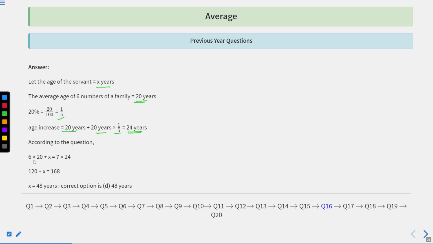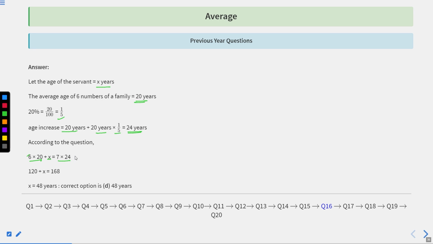So according to the question, 6 into 20. The same formula again we are using here, that is sum equals average into number of observations. So 6 is the number of family members before the servant was included, and 20 is the average. So 6 into 20 is the years, and plus x, that means the servant's age is also added, and 7 into 24 shows us the 7 members and their respective ages summed together.